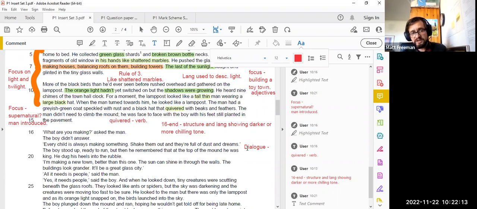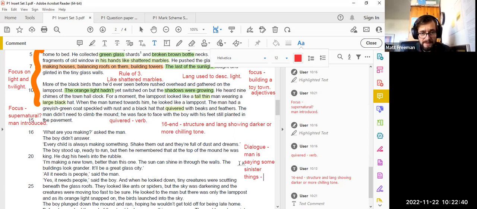Well, in this conversation here, the boy is talking to the man about building this town. The man's saying some kind of spooky sounding things, really. And I'm going to save this for question 4, because as we see here, structure and language showing a darker or more chilling tone. So dialogue. We'll just say here, man is saying some sinister things, though not outright threatening, about the town and its lack of people.